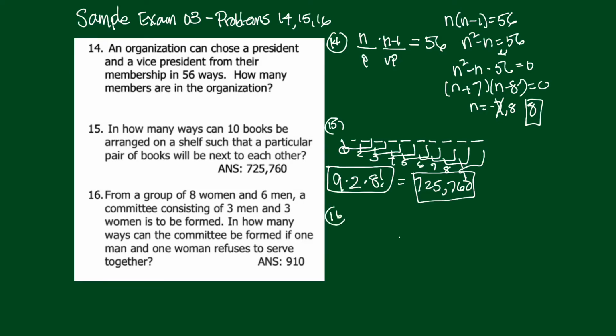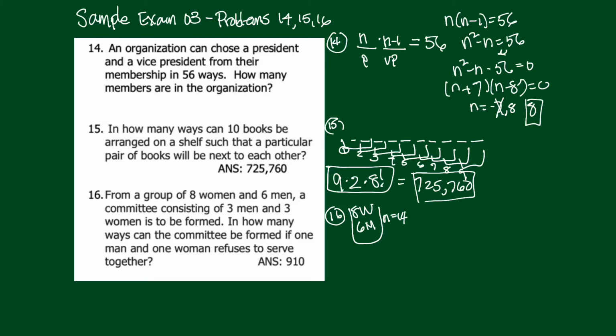Now in 16, here's what we have. All right, so I'll put these in a room here. We've got 8 women, 6 men. So altogether, N is equal to 14. And a committee of 3 men and 3 women is to be formed. So we want to know how many ways can we do that, given that 1 man and 1 woman refuse to serve together. Here's how I think this could happen.